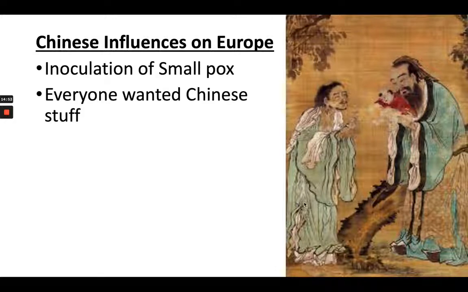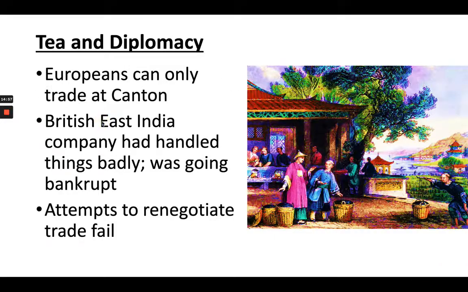They wanted tea. They liked the porcelain, the silk. The Europeans, if you weren't doing trade at Macau, you were doing trade at Canton, right? British tea importers made a lot of money, but the Chinese didn't want to trade with Britain.